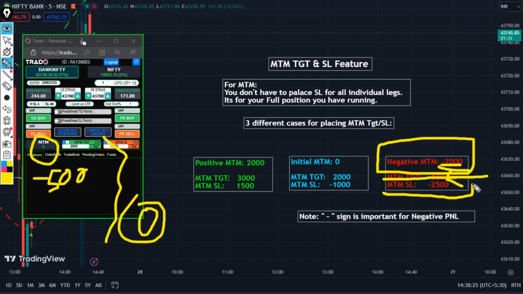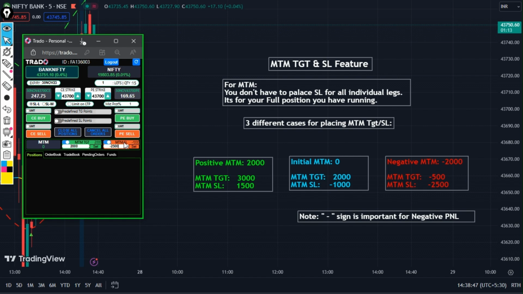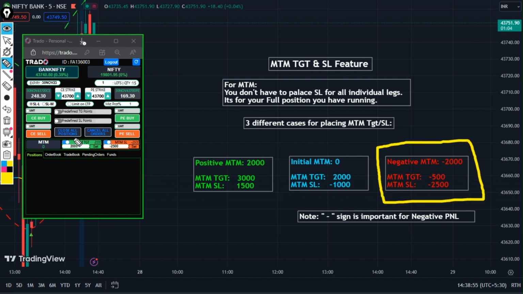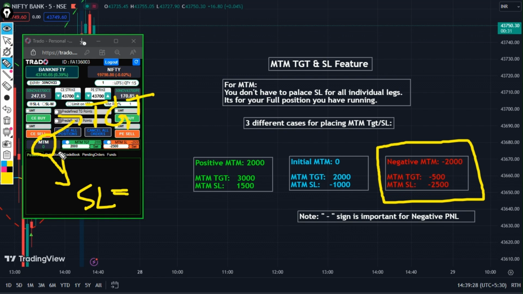In this case, if my current running PNL is minus 2000 and I don't want to lose more than minus 2500 rupees, then I will place 2500 rupees with the negative sign and set it. The main thing you have to see here is that whatever your PNL is running, you have to place your SL below PNL, and you have to place your target above PNL. Always remember this. If your PNL is negative, then you have to place negative signs also.